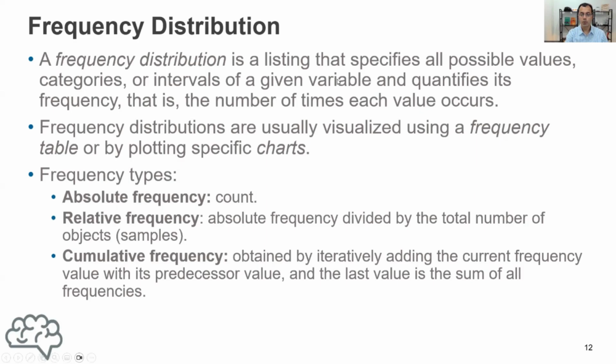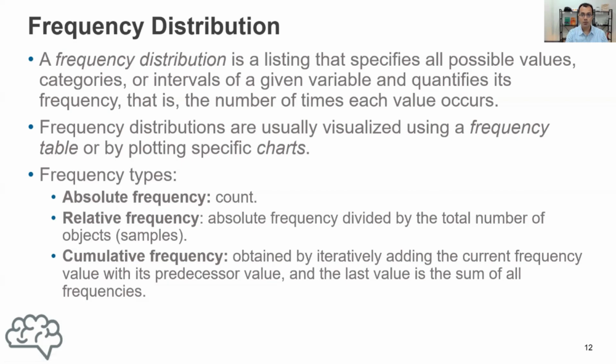The frequency distribution is a listing that specifies all possible values or categories or intervals of a given variable and quantifies its frequency, that is, its occurrence. The goal of the frequency distribution is to quantify the occurrence of the different values of a given variable. And they can be visualized either using a frequency table or using a specific type of graph called a histogram.